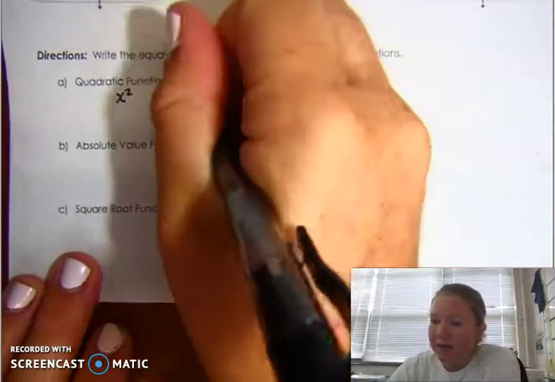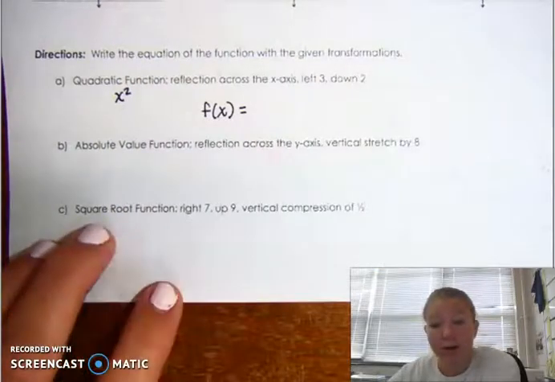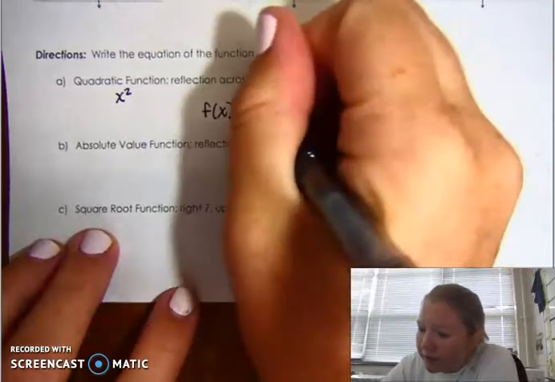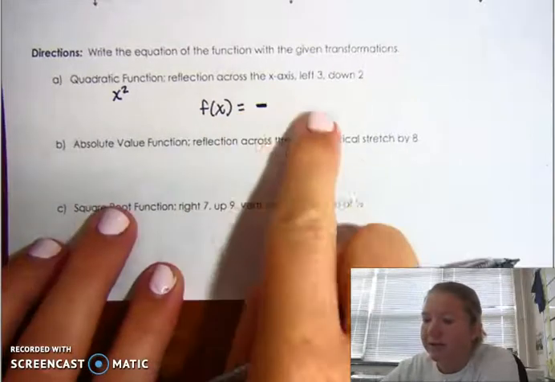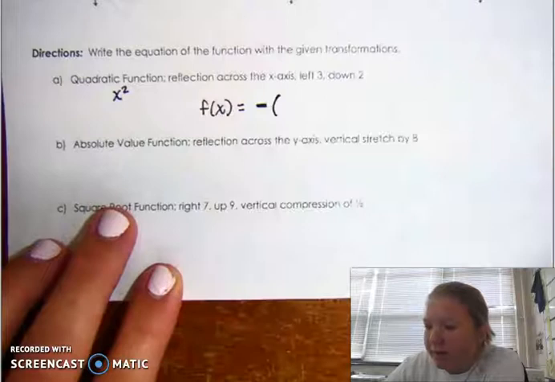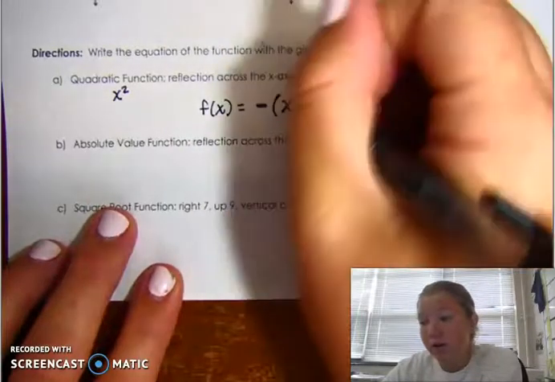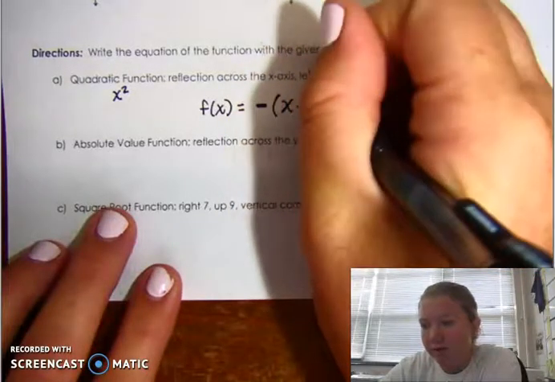I'm going to name this f of x. It really doesn't matter. You could put y equals, g of x equals, anything will work. I'm going to put a negative on the outside to represent the reflection across the x-axis. Left 3 and down 2, well, I'm going to need to start a parentheses. x always needs to be part of your function. Left 3 will be a plus 3. Remember, it's opposite of what you would think.